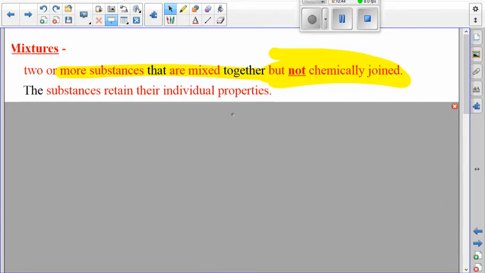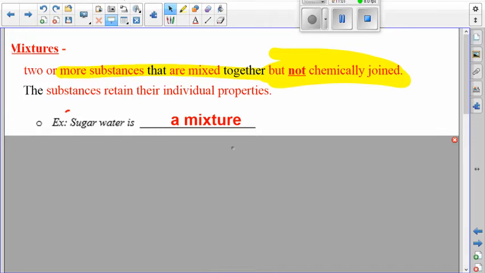So, for example, think about Chex Mix. You have a mixture of a bunch of stuff in a Chex Mix, but at the same time, the little square Chex taste completely different than the brown rye chips, right? They maintain their individual properties, even though they're all mixed together.